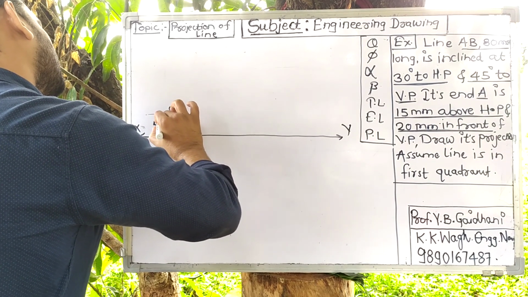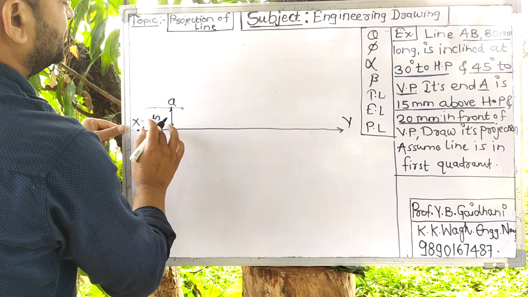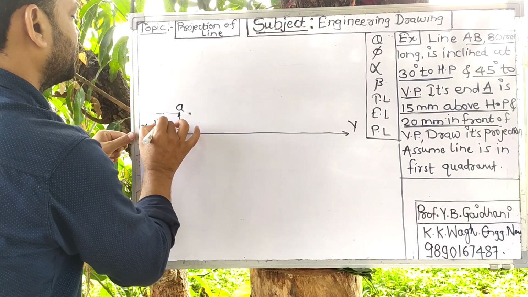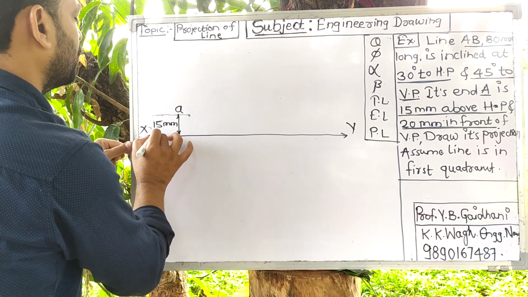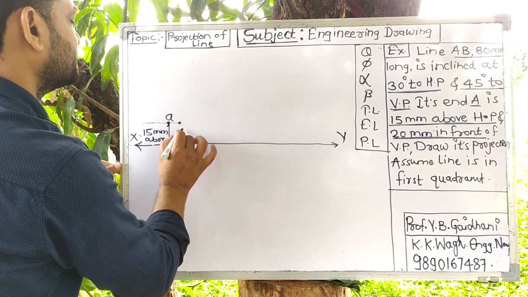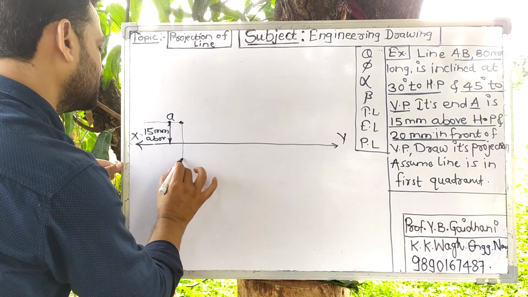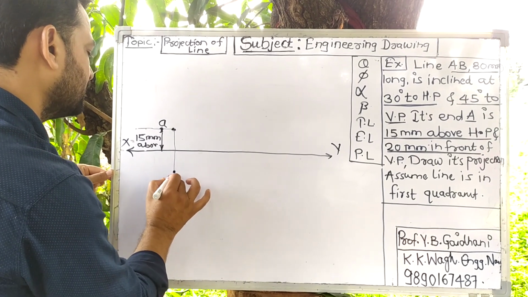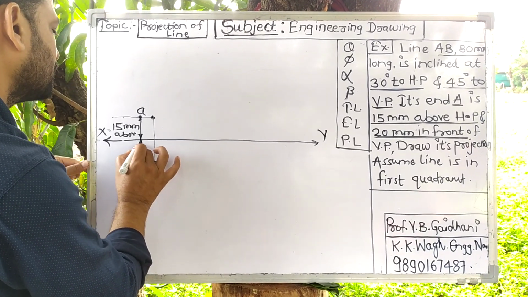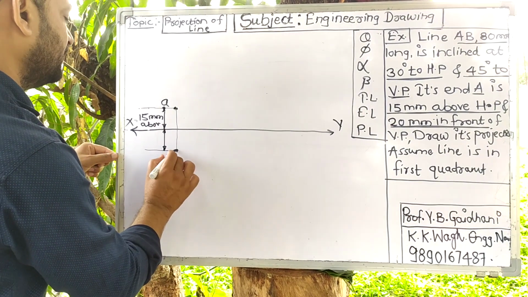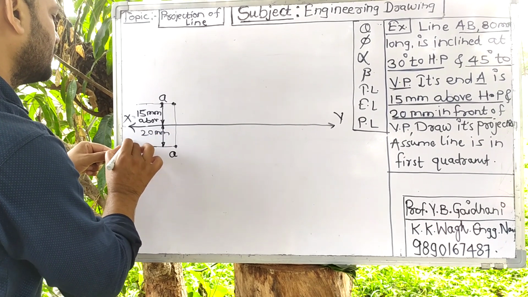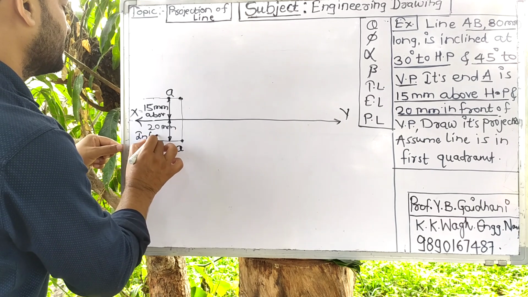This distance is 15 mm. I can write it like this also, 15 mm above. This point is there. Again, the projection in the top view, this is also point A, and this distance is 20 mm in front of. The in front of distance we can see in the top view, 20 mm in front of.